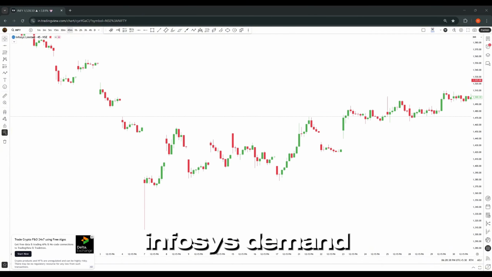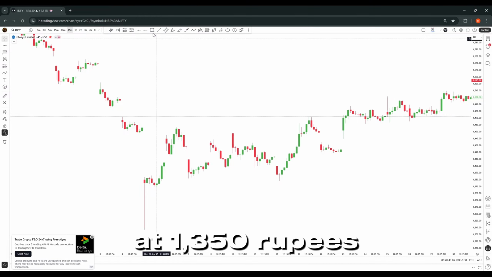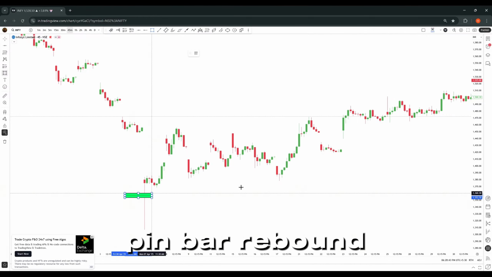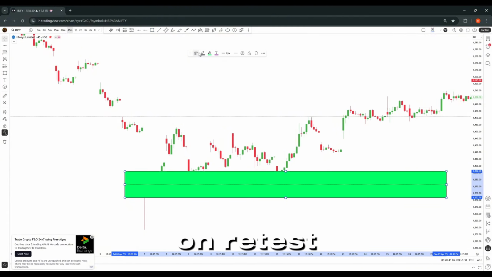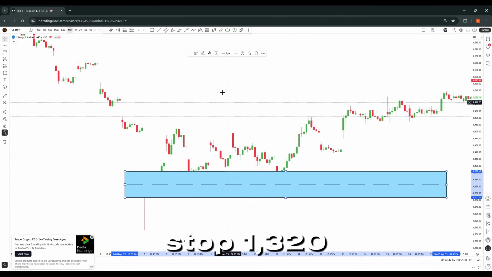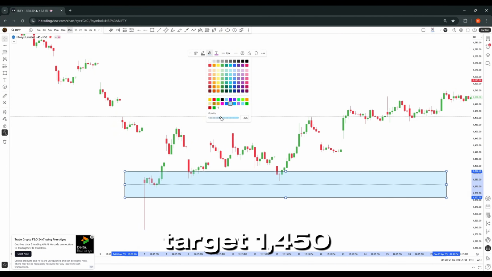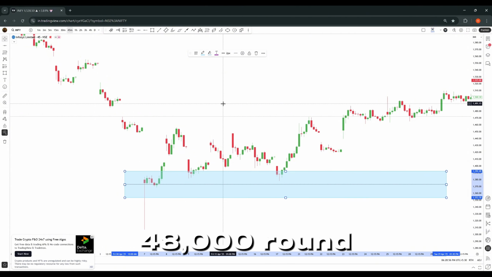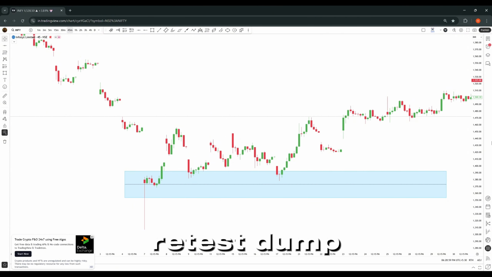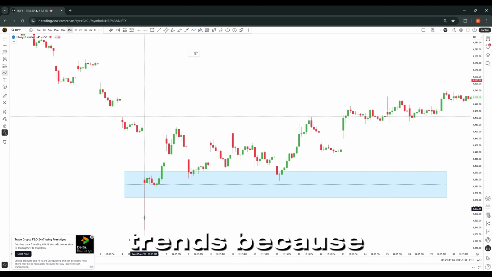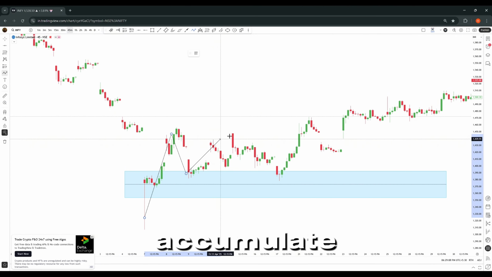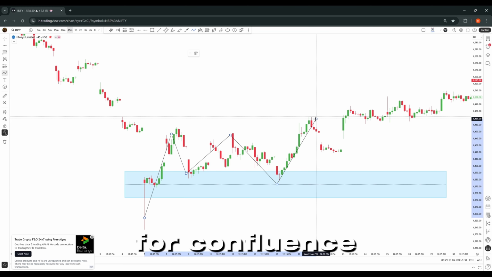Ventura example: Infosys demand at 1,350 rupees. Pin bar rebound, enter long on retest. Stop 1,320 rupees, target 1,450 rupees. Hit, plus 100. For Bank Nifty, supply at the 48,000 round number. Short on retest, dump 500 points. Risk 0.2% below the zone. Works 70% in trends because it's where FIIs accumulate. Layer with engulfing for confluence.